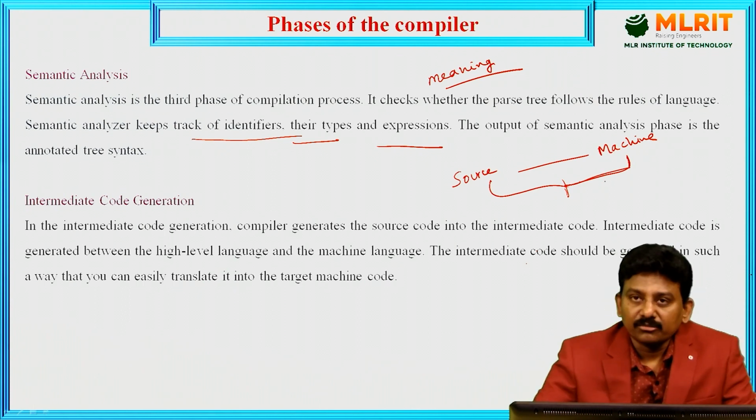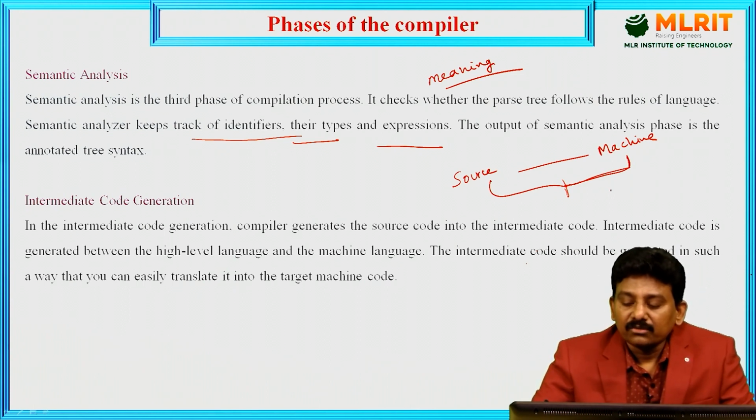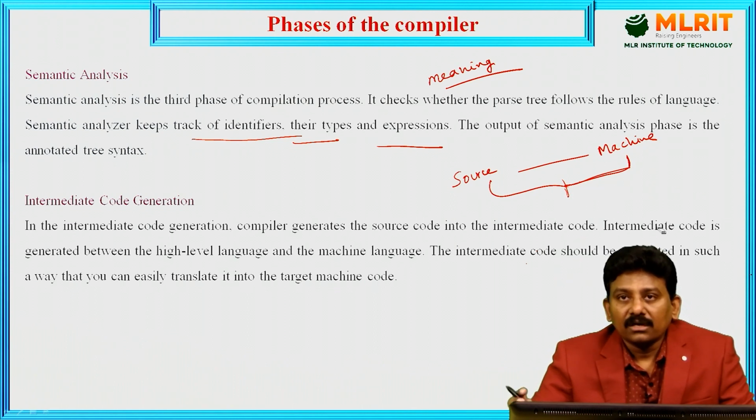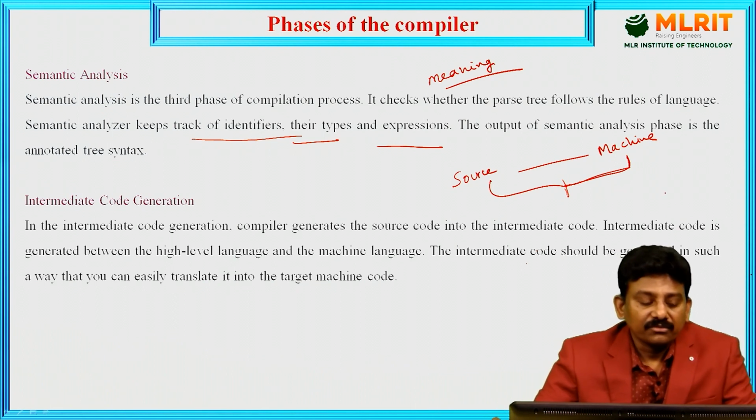We have different types of intermediate code. Intermediate code can be represented by syntax trees, 3-address code or postfix notation. These are the 3 representations of the intermediate code.